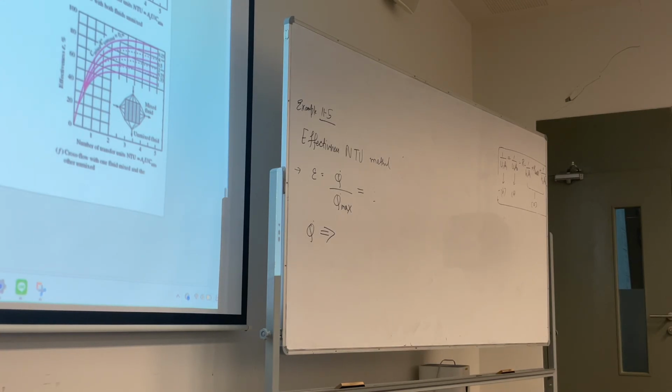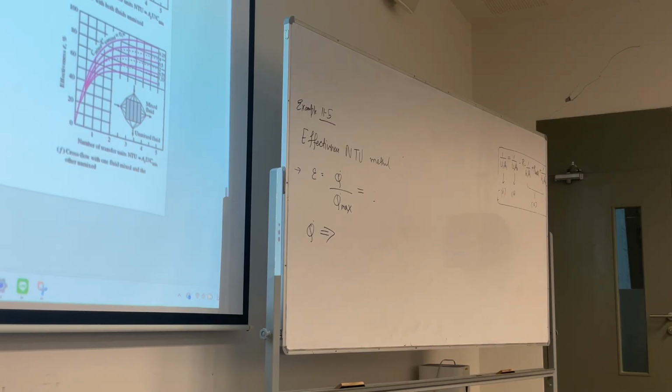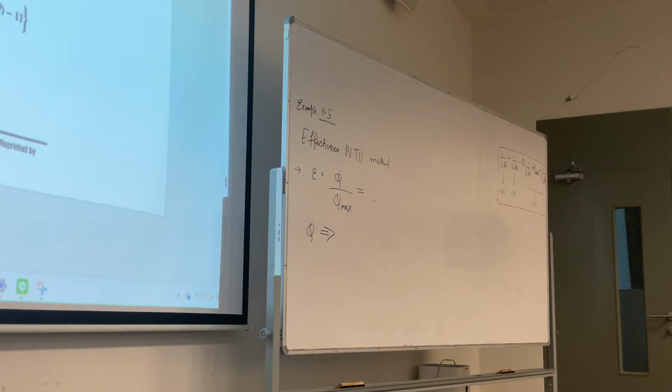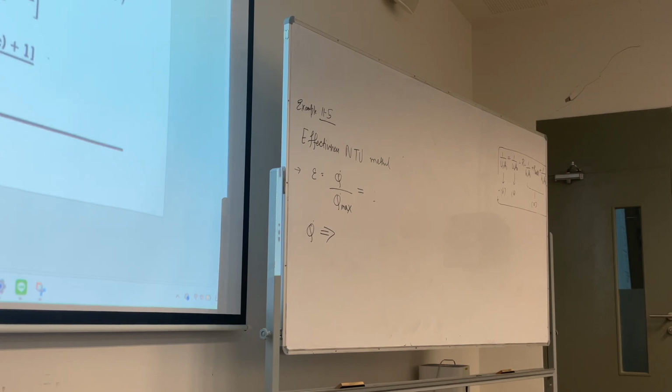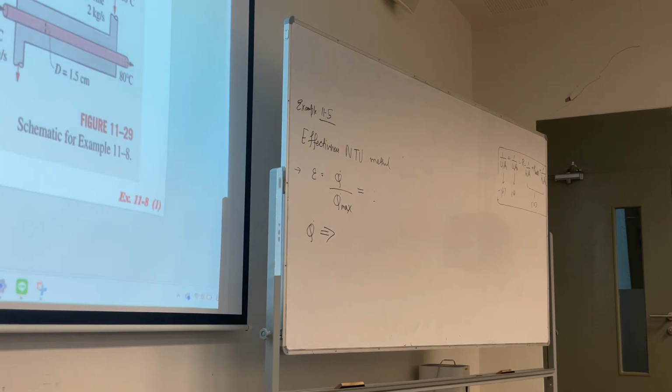Of course, you also have graphs, but again graphs are not that accurate, so you use the equations. Okay, an equation when you have to calculate epsilon, and an equation when you have to calculate NTU. We will do one example and then it will be more clear.